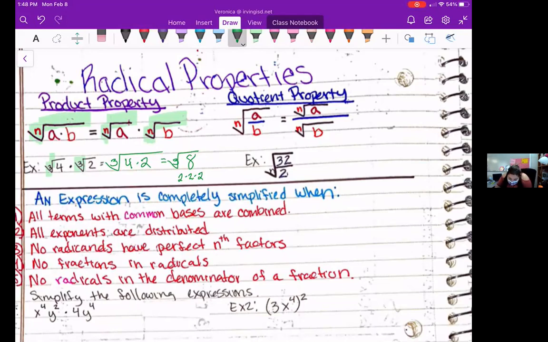So here, I don't know what number that is. I think it's an n, okay? So we're just going to say that this would be equal to the nth root of 32 over the nth root of 2. Okay, that's all we're saying, that you can split them up.